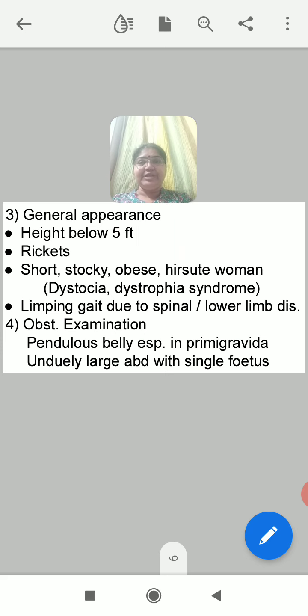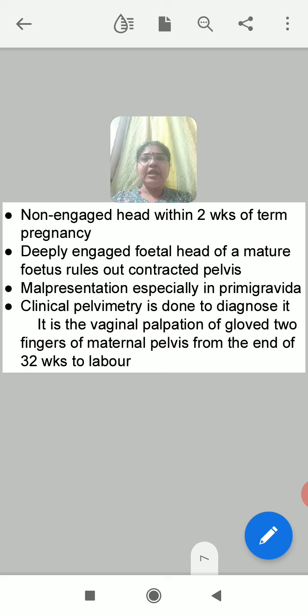Obstetric examination. Pendulous belly, especially in the primigravida patient. Unduly large abdomen with single fetus. Non-engaged head within 2 weeks of term pregnancy. So even though the pregnancy has reached term, the fetal head, the presenting part, will remain non-engaged.